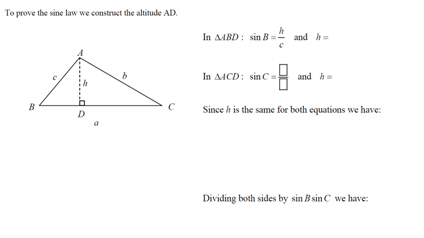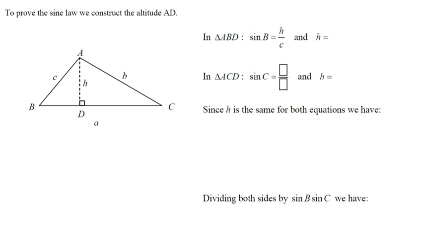To prove the sine law, we take triangle ABC and we're going to construct an altitude from A to D, so that's a perpendicular line, perpendicular to the base BC, which is really the height of the triangle. In triangle ABD, this guy here.